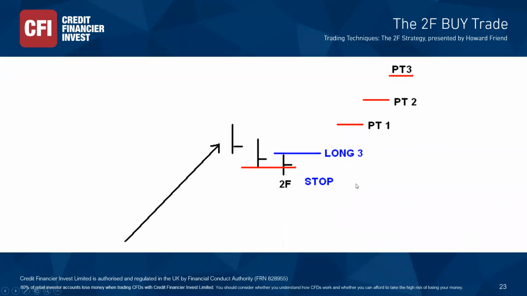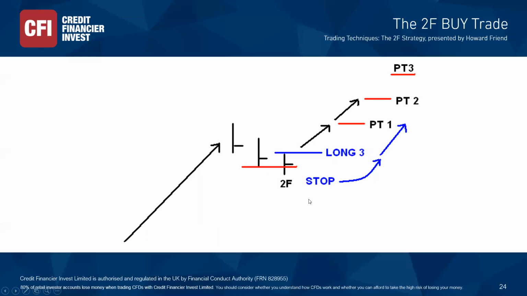Okay, so I mentioned that should we get triggered on our long position, we'll be placing a stop loss just below the low of the 2F bar. So your risk is going to be this high minus this low. That's your trade risk in terms of pips or points or whatever you're using. So you buy here, you put a stop here, and you're looking for PT1, 2, and 3.